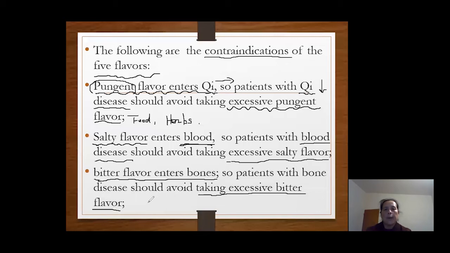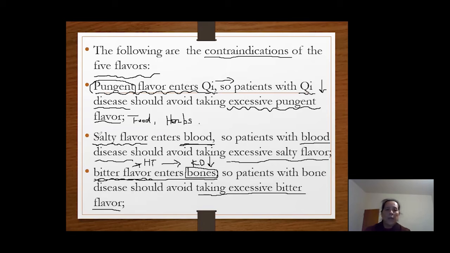So let's think about it. Basically, bone is controlled by the kidney. And the bitter flavor, in the five elements, we're talking about the heart. So kidney disorder will cause bone disorder. In this kind of case, kidney deficiency, the fear will be insulting the kidney. So that's why we're talking about bone disorder: don't take too much bitter flavor.